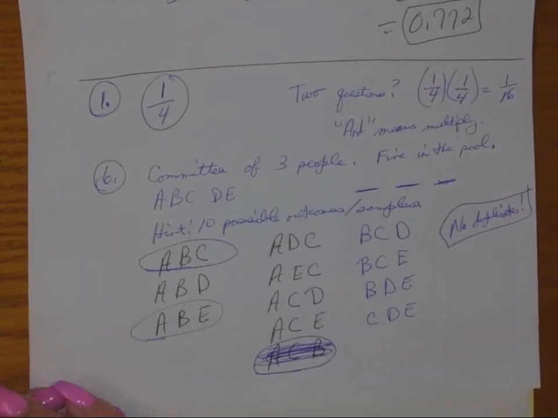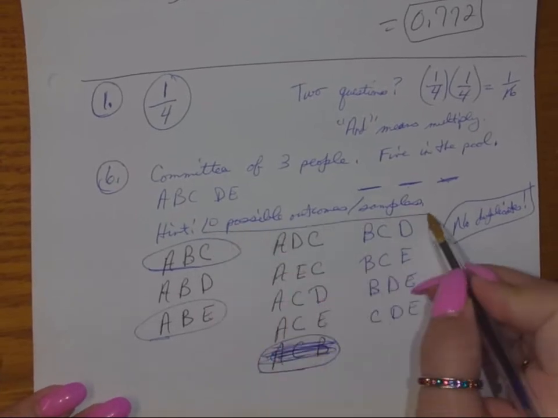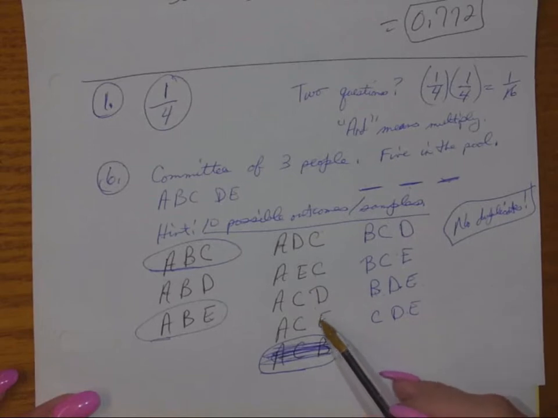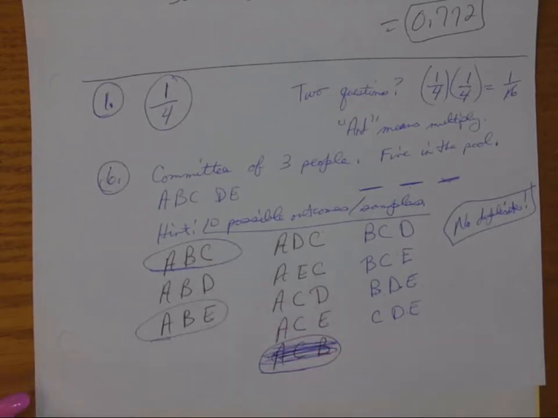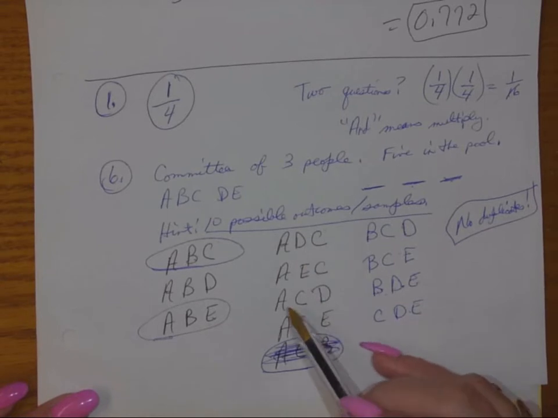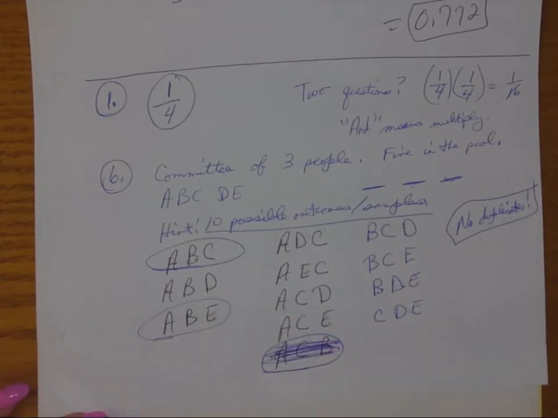And there was a hint that said there's 10 possible outcomes. So I think I've got them all. 1, 2, 3, 4, 5, 6, 7, 8, 9, 10. Uh-oh, I've got 11, so hang on. 3, 4, 5, 6, 7, 8, 9, 10, 11. So I've got a duplicate somewhere. Let's see if we can find it.